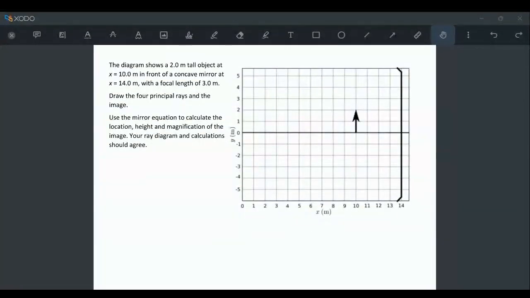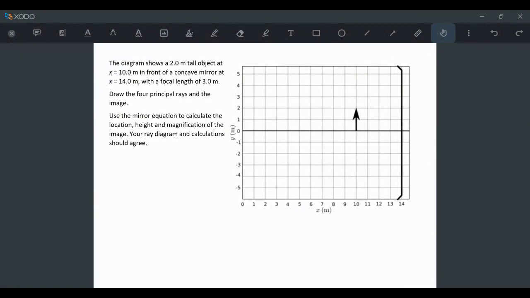What we're asked to do is to draw the 4 principal rays and use those 4 principal rays to figure out where the image ends up. And then we're going to do the exact same thing, but instead of proceeding graphically, we're going to use the mirror equation and do everything with equations and algebra. And the class remark there says that everything should agree.